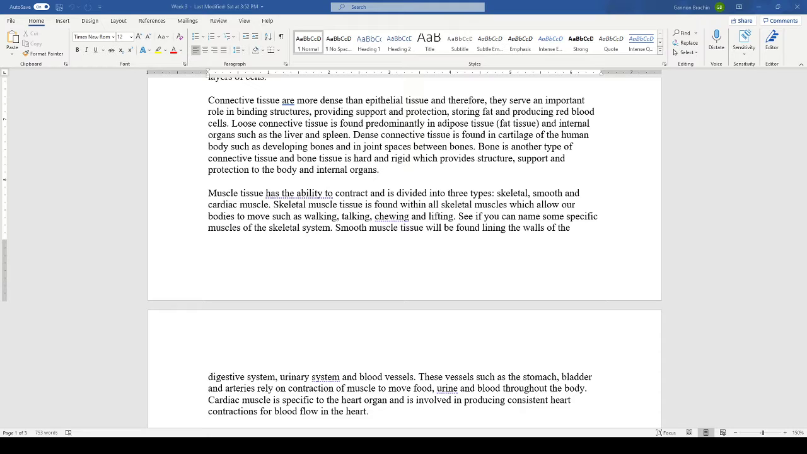Then there's dense connective tissue, and this is pretty much what a lot of people think of when they think of connective tissue. These are the tendons, the ligaments, the actual base layer of the skin. These connective tissues are actually really tough. They're hard to damage. And they do a lot of the main work of holding things together.